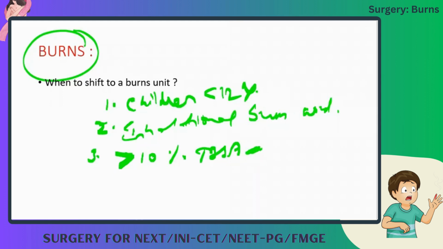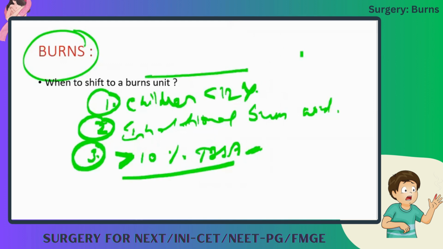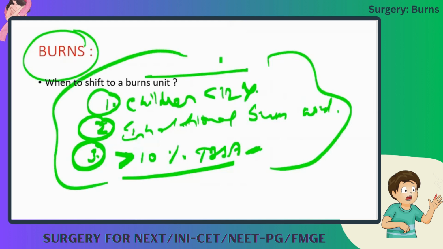Is it Parkland's formula? Yeah, Parkland's formula will come next. So children less than 12 years, inhalational burn, more than 10% of the total burn surface area. In these three categories of patients, you have to shift him to the burns unit and treat. That is a question for us.